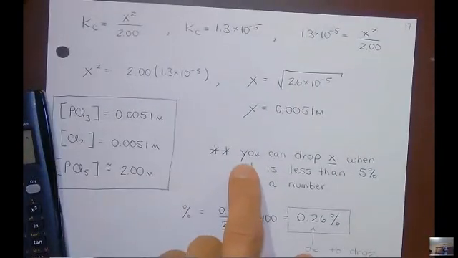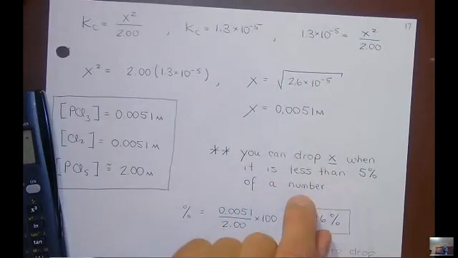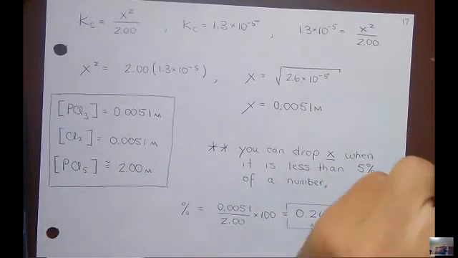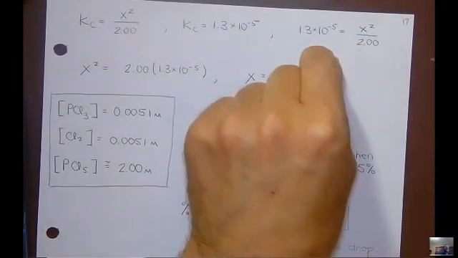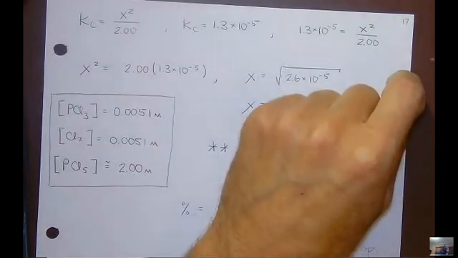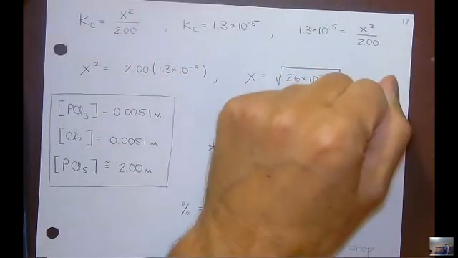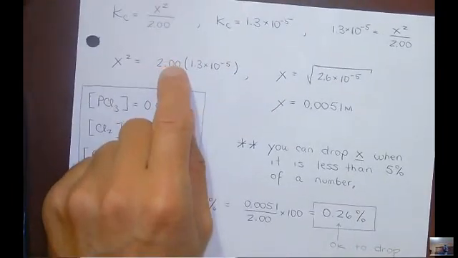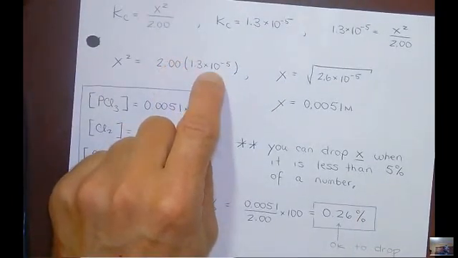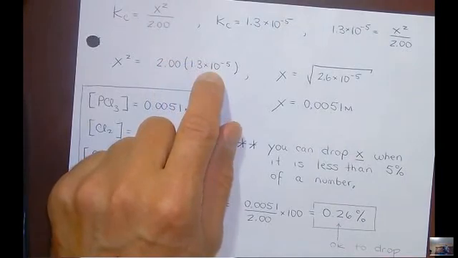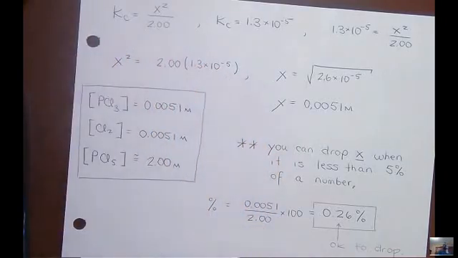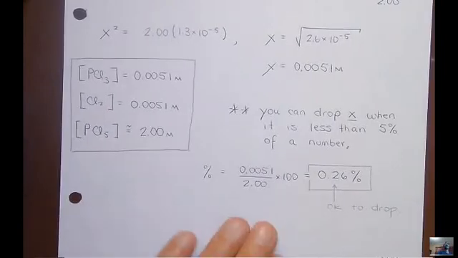Last thing, you can drop the x when it's less than 5% of the number. 1% of the number is 2 orders of magnitude less. So if you have 0.1 and your equilibrium constant is 10 to the minus 3, that's fine. That's 2 orders of magnitude less. If you have 0.01 for your initial concentration of something and you're going to subtract x, then 0.01 is 10 to the minus 2, so you need the equilibrium constant to be 10 to the minus 4. As long as you're 2 orders of magnitude, okay? And that's being even more conservative than this.